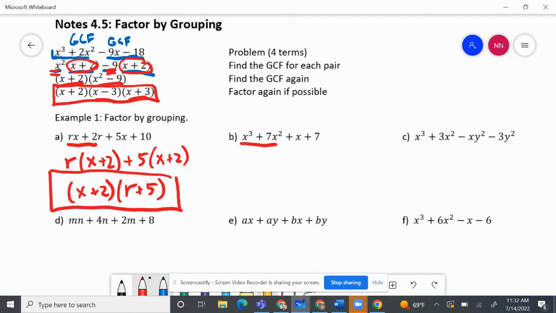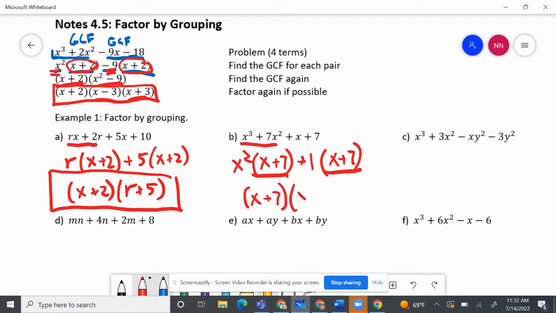For the next one, we see that there's an x squared in common, and that gives us x plus 7. Here we don't see anything, so we just put a plus 1, and that gives us x plus 7. We notice that they both have an x plus 7, so we have x plus 7, and then we have x squared plus 1. Now, if it was x squared minus 1, we could factor it some more, but for a difference of squares, remember, there has to be a difference, a subtraction sign in between.